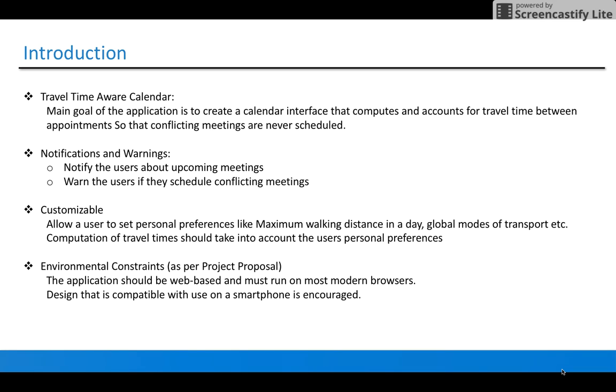The environmental constraints for this project, as per the project proposal, are that the application should be web based and must run on most modern web browsers, and that a design which is compatible with use on a smartphone is encouraged. However, since a calendar interface might not scale very well to a mobile device, we are developing a mobile application separately, which is going to consume the same backend APIs as the web application.